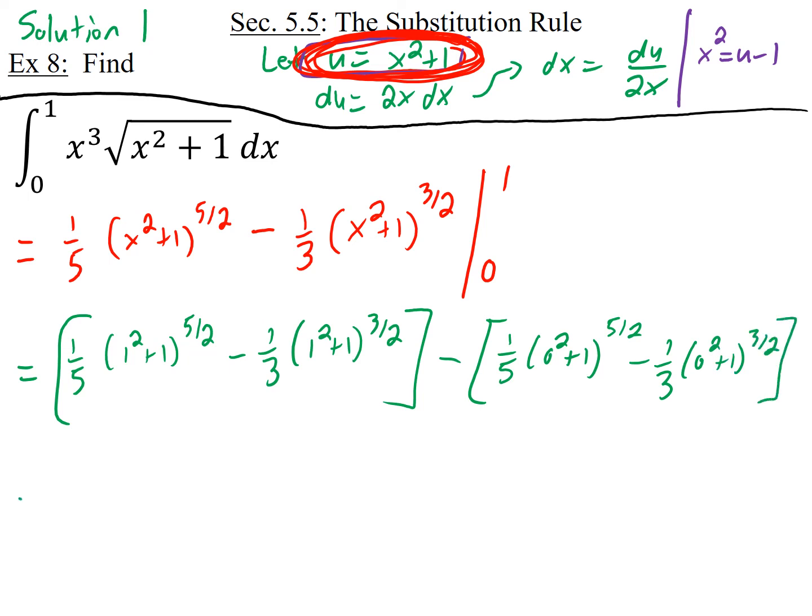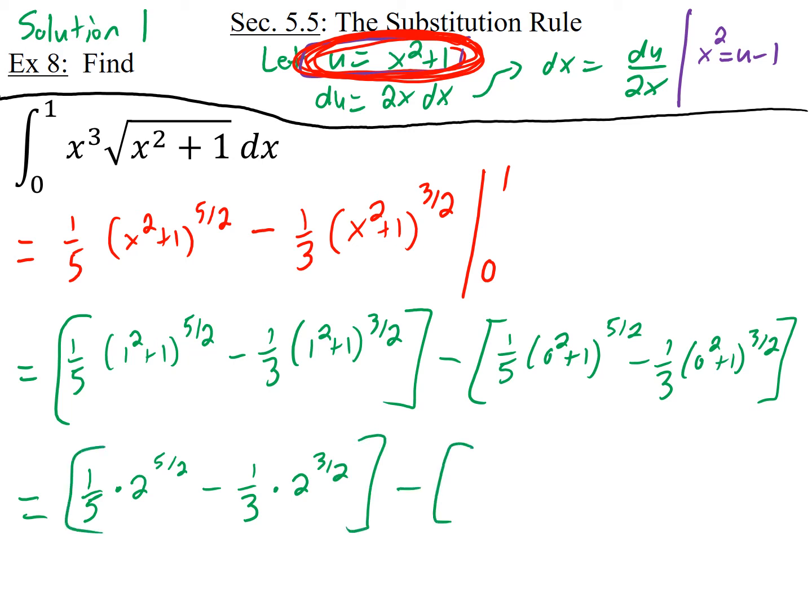Okay, so this is 1/5 times 2 to the 5/2 minus 1/3 times 2 to the 3/2. That's that one there. And then this one here is just 1/5 because the number inside the parentheses is 1. 1 to the power of anything is 1, so you just get 1/5 times 1 minus 1/3 times 1 again, because the parentheses is 1, 1 to the power of 3/2 is 1. So you get that.